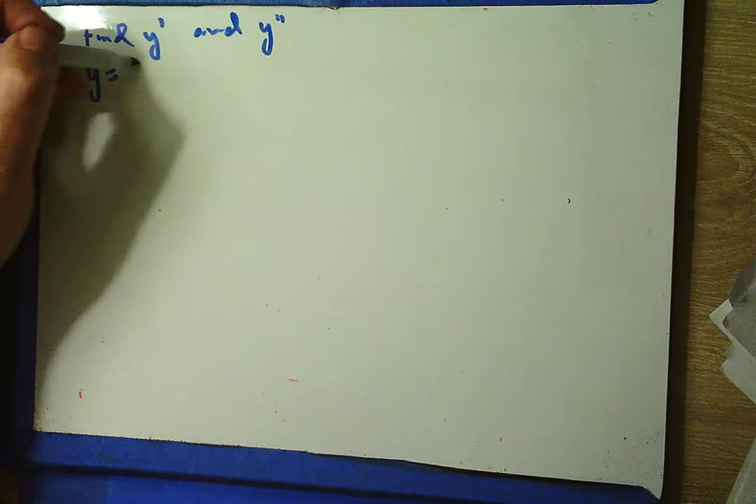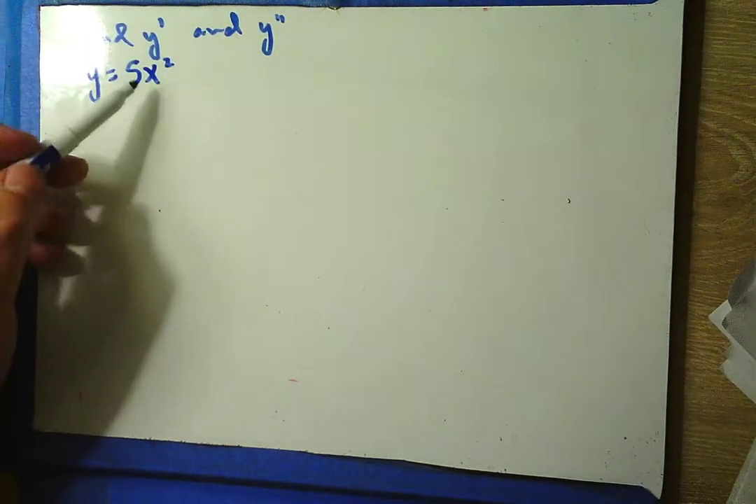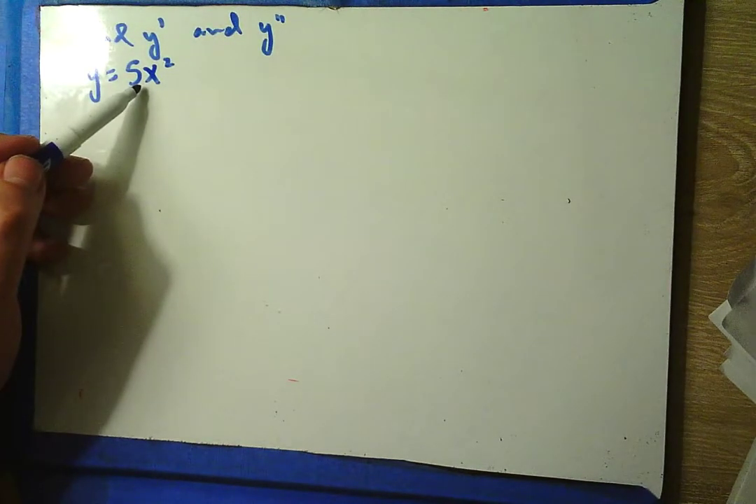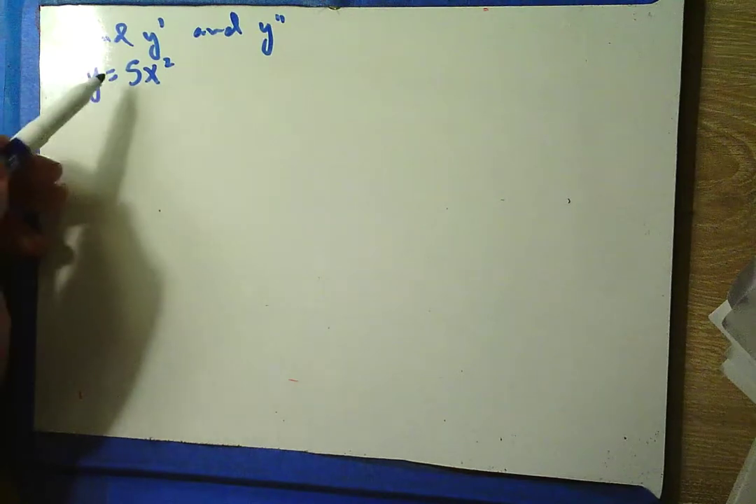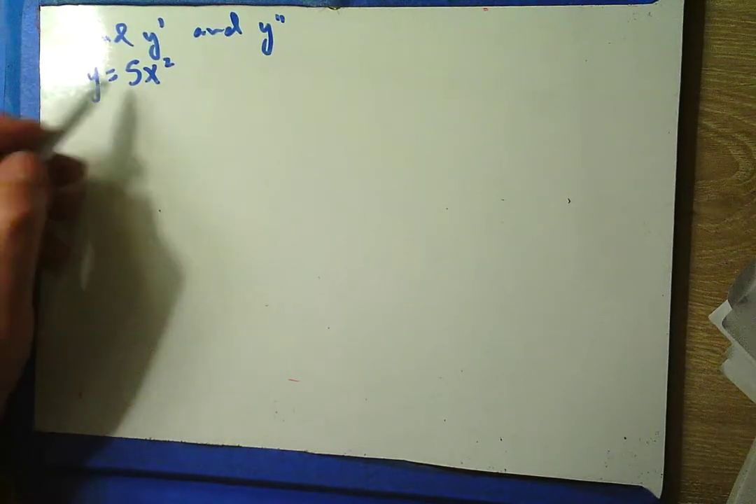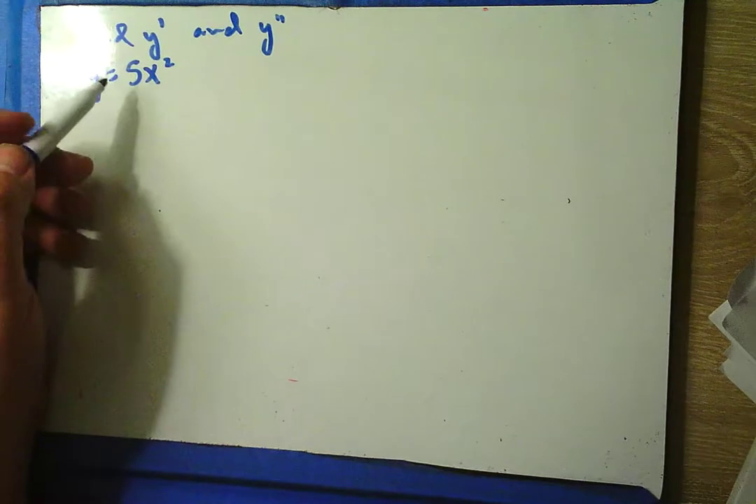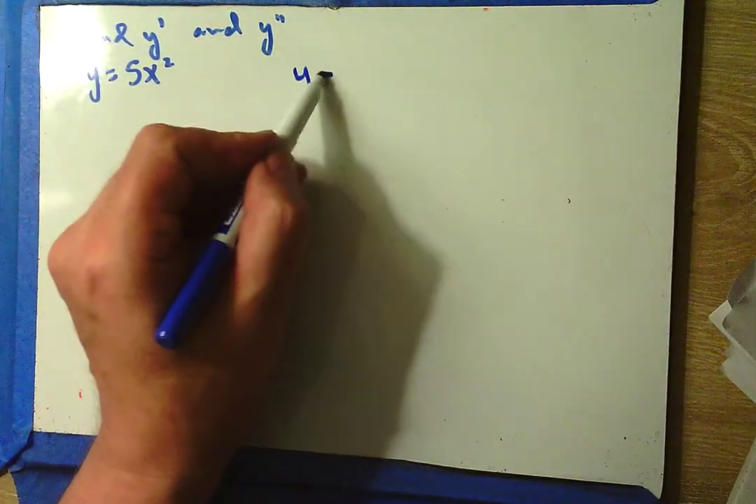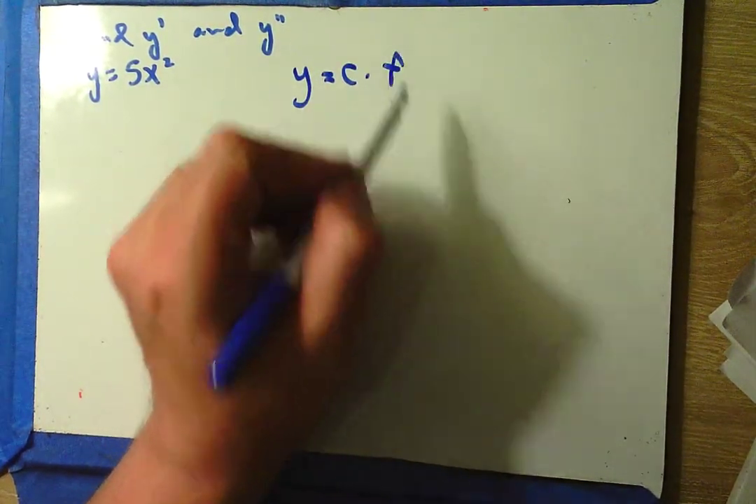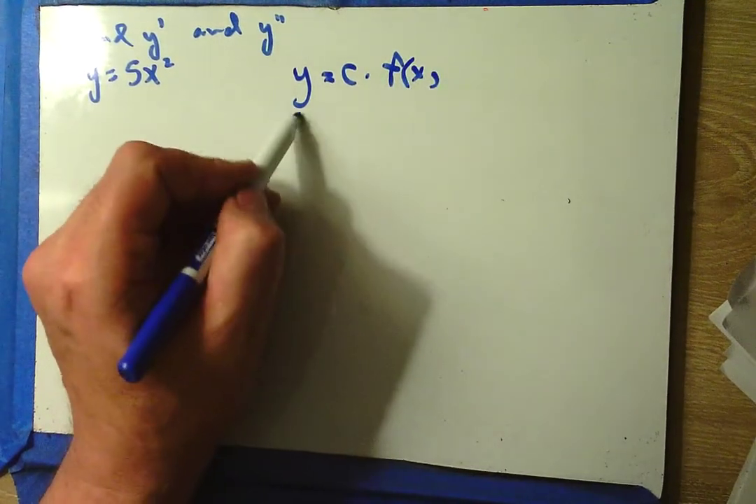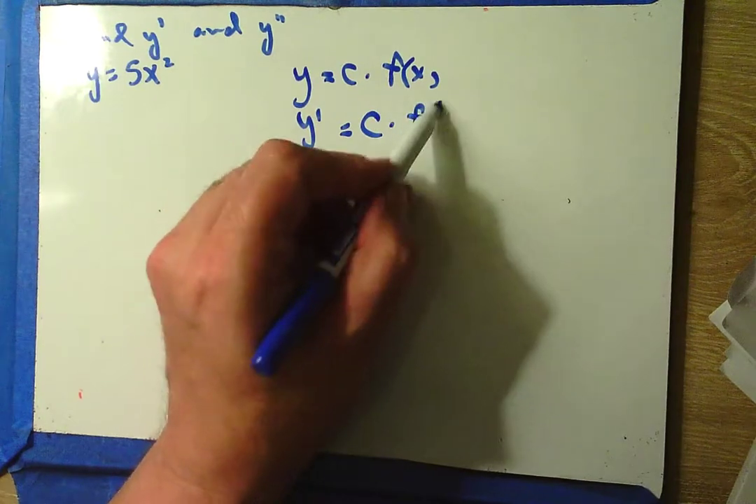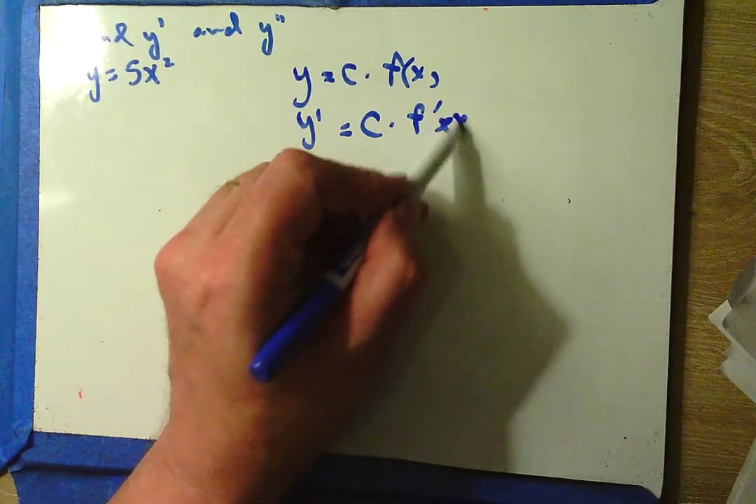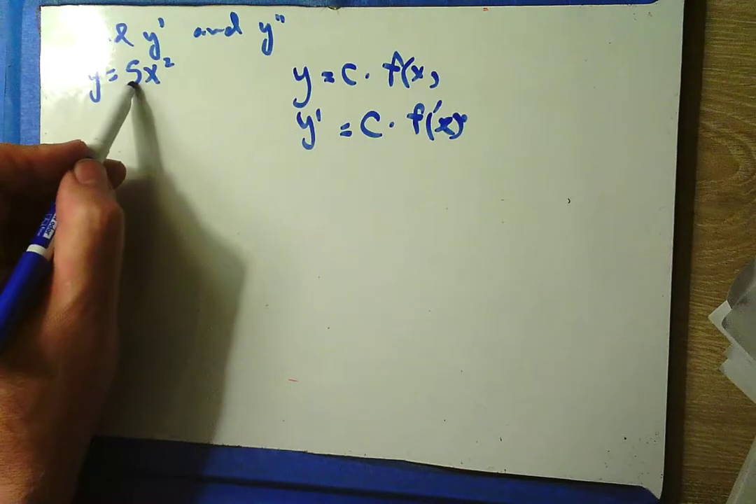Y equals 5x squared. Please don't use the product rule here. I know some of you will be tempted to, but don't. You can, it will work, but most people who go down that path make mistakes and get the problem wrong. Instead, I would like you to think about this as a constant times a function. And you know then that the derivative of a constant times a function is that constant times the derivative of the function.